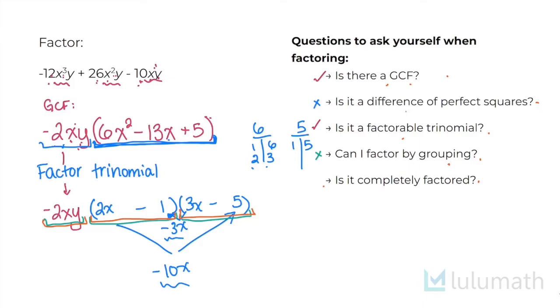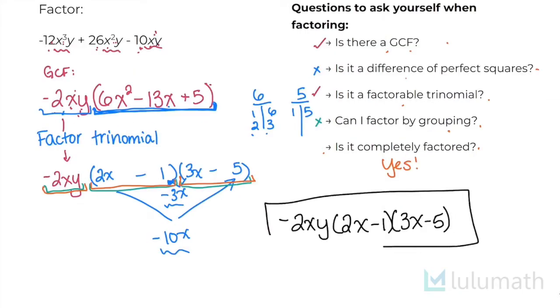My last factor, this 3x minus 5, there's no GCF. It is not a difference of perfect squares because 3 is not a perfect square, x is not a perfect square, and 5 is not a perfect square. It's not a factorable trinomial because it's 2 terms as opposed to 3, and we already established that we can't factor it by grouping. Therefore, it is completely factored. So this tells us negative 2xy multiplied by 2x minus 1 multiplied by 3x minus 5 is our final answer.